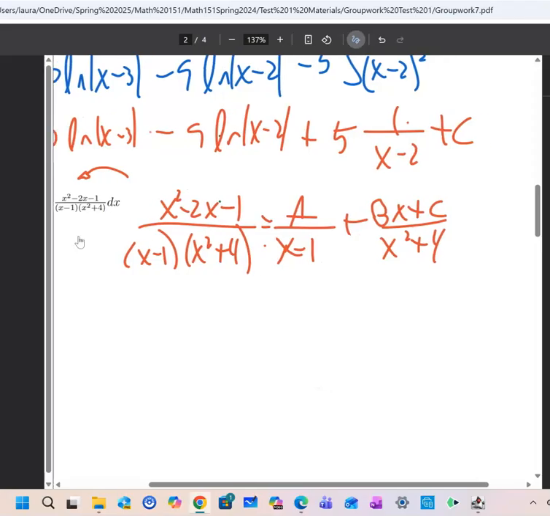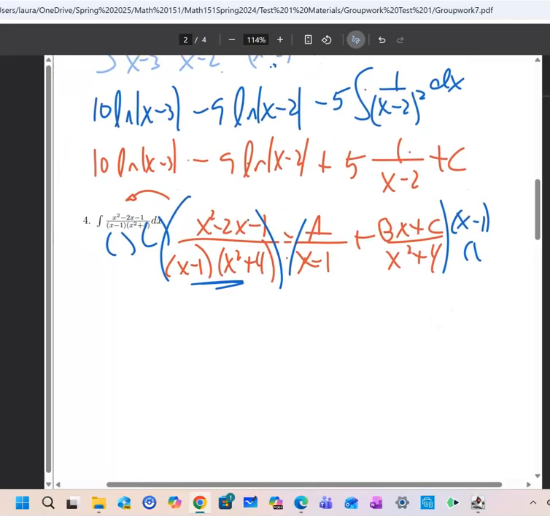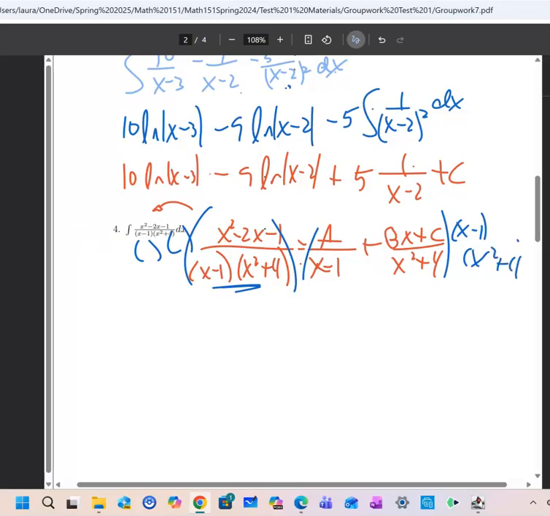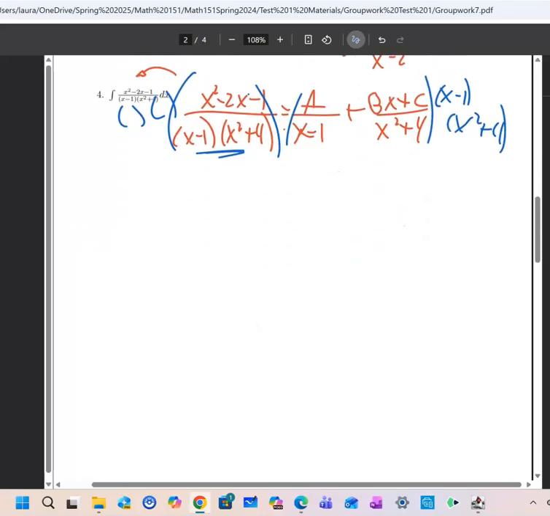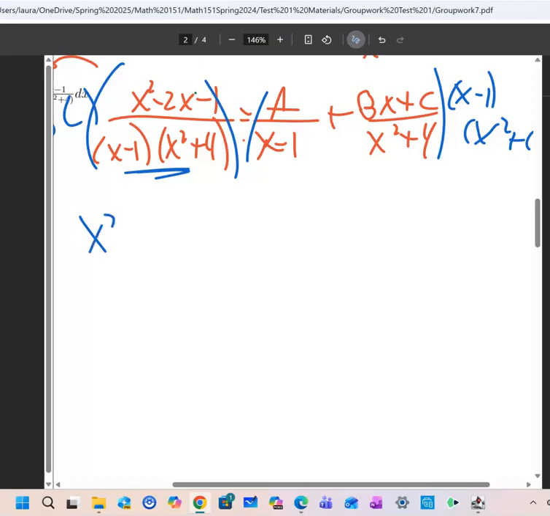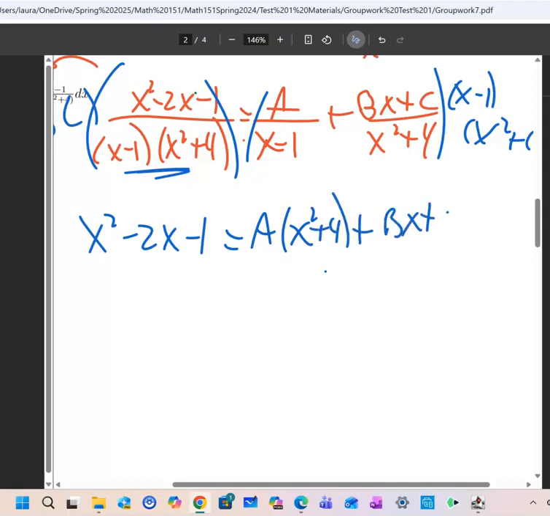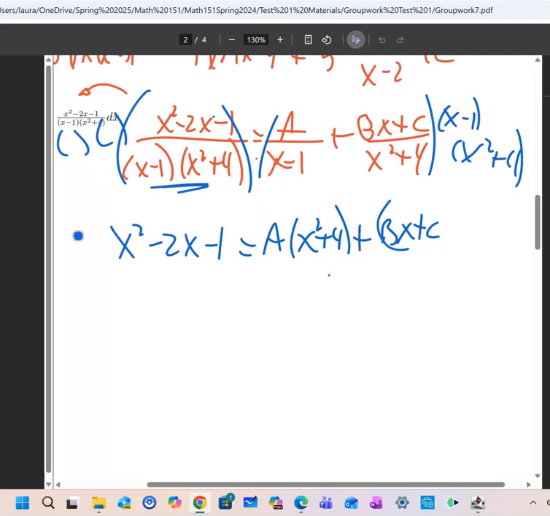All right, so again, we're multiplying through by this denominator, right? Multiplying through by that denominator, (x − 1)(x² + 4). Okay, so on this left-hand side, I get x² − 2x − 1. And then on the right I get A(x² + 4) plus (Bx + C)(x − 1). Parentheses necessary, right? Be really careful about that.